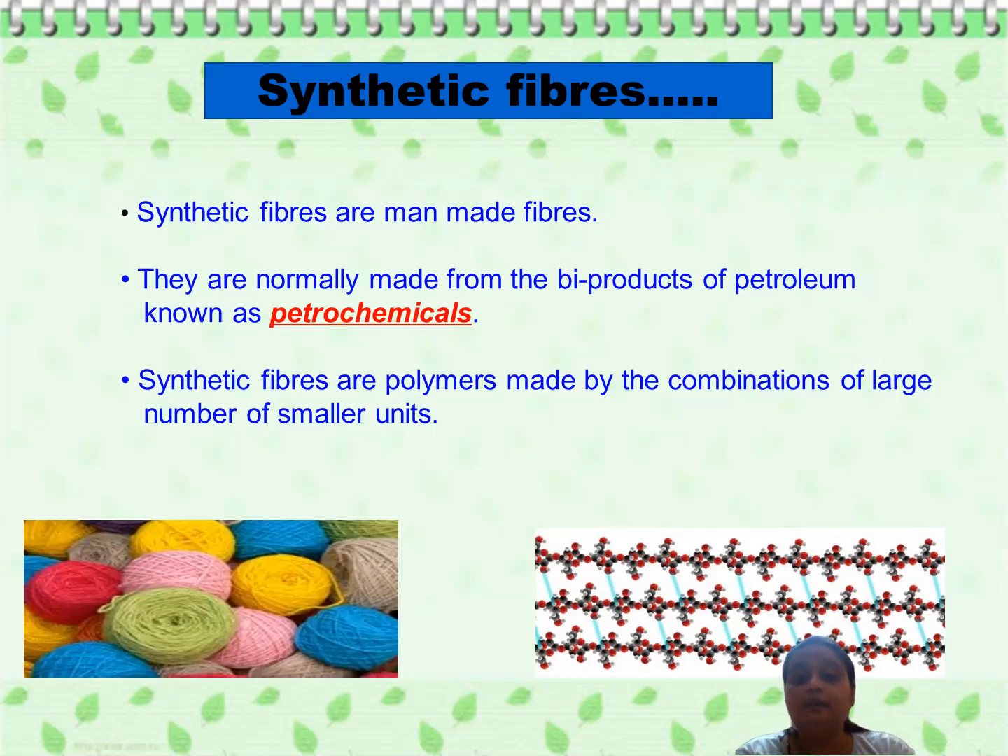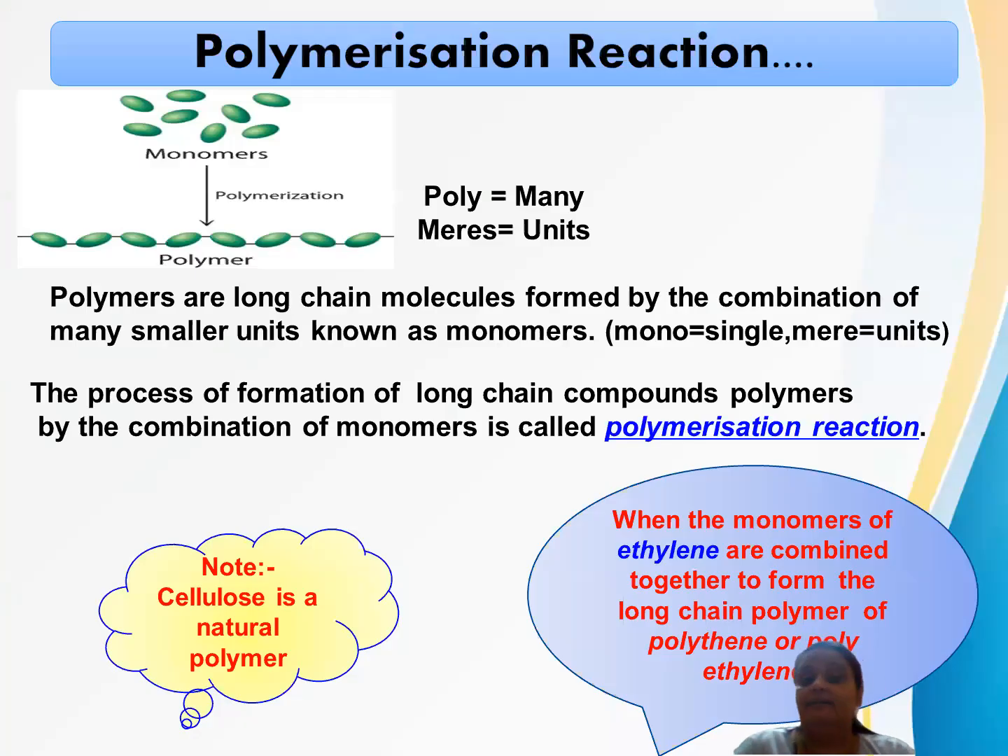Now, how can we make synthetic fiber? Suppose you have to construct a house, with rooms, a kitchen, a washroom, a bathroom, everything you want. What do you need? You need bricks. The brick is a single unit. You join so many bricks together, and what will happen? You will get a full house.